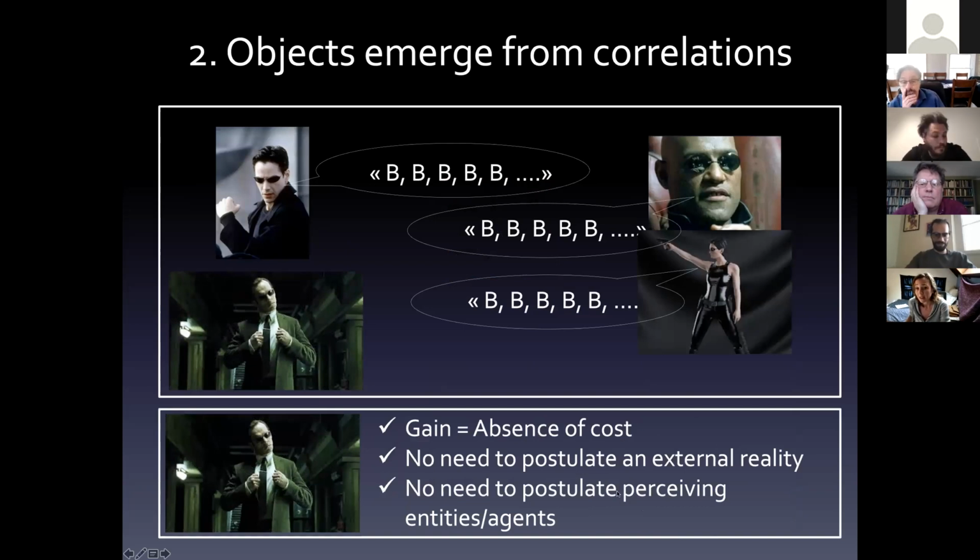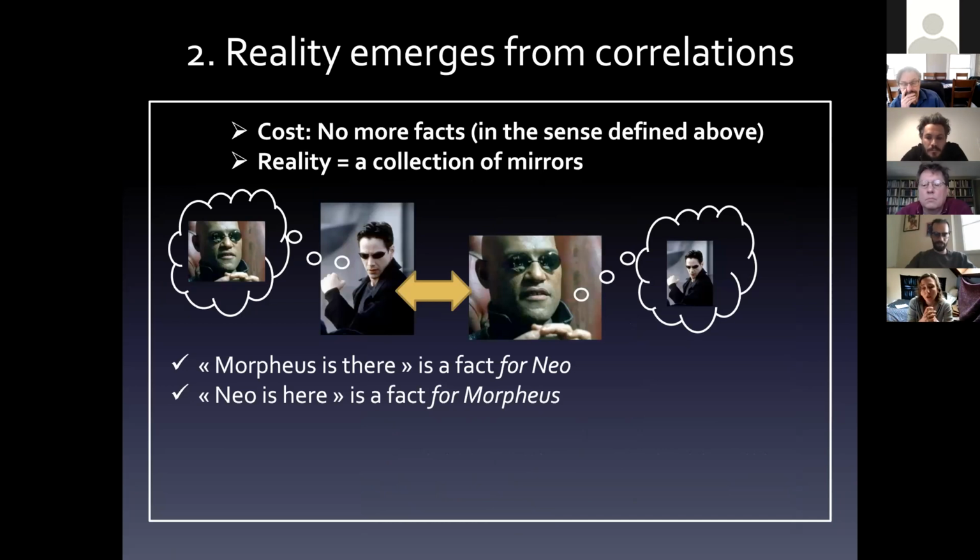And there is also no need to postulate either perceiving entities or agents, because the correlations can take place between physical systems that don't think. So that's quite good. Actually, this kind of ontology can pretend to be more objective than the object-based ontology, because we don't need agents anymore. So what is the cost? The cost is high as far as I'm concerned, as far as I feel it, because you don't have any more facts in the sense that I defined above.